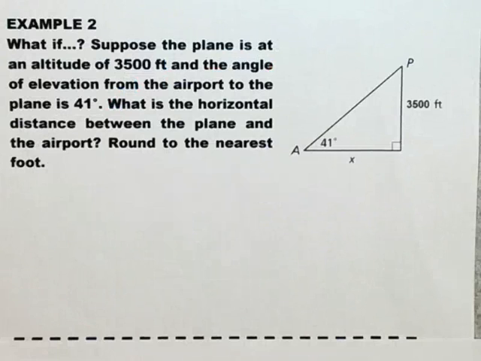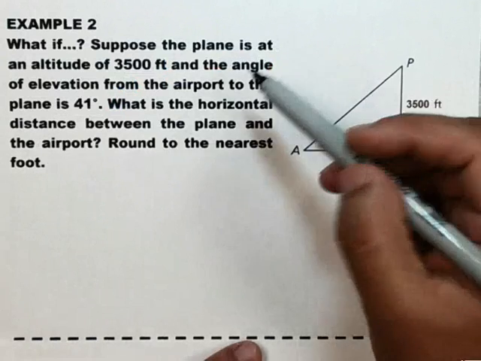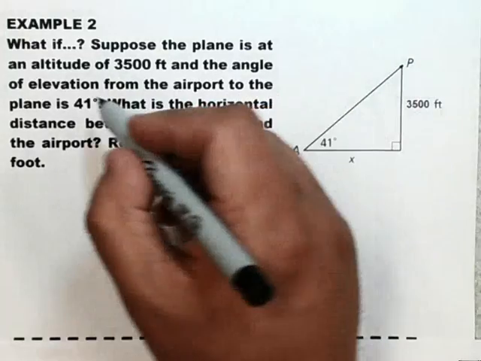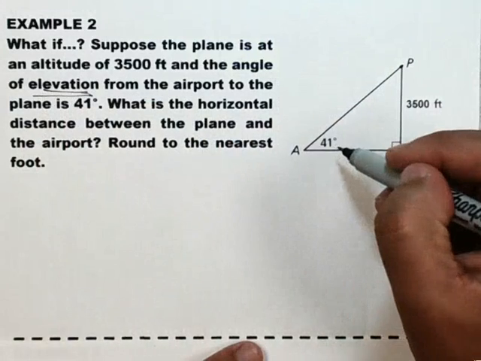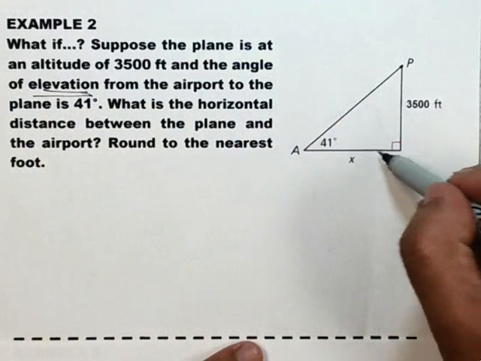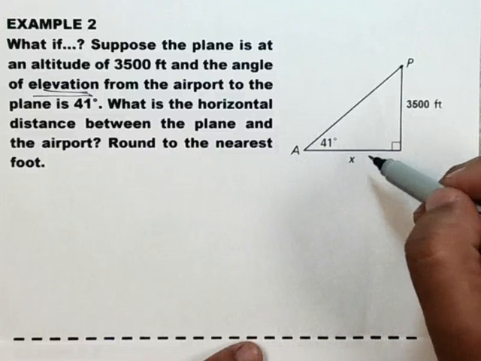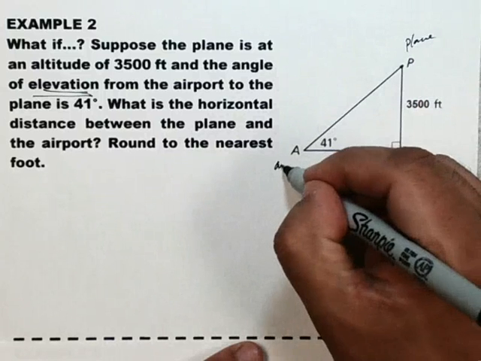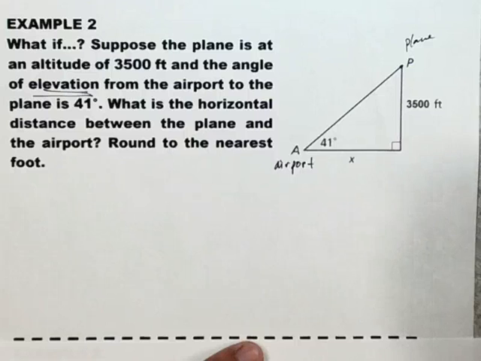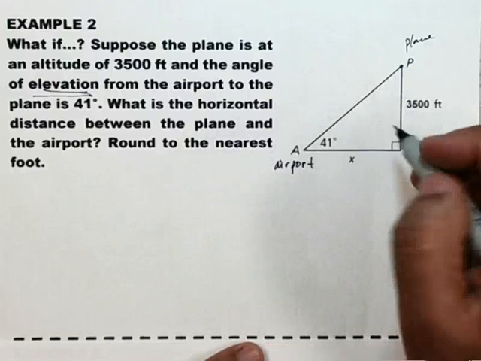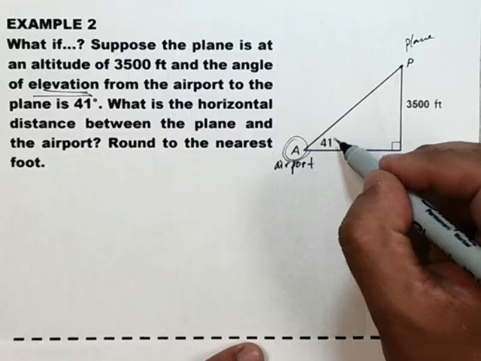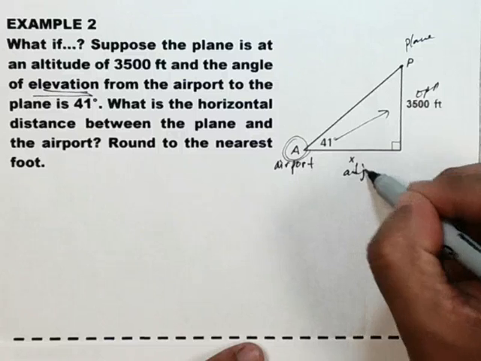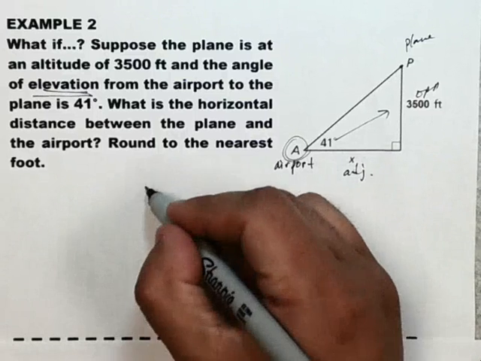Okay? Alright, next example. If I have an airplane, so this point P is my airplane, and the angle of elevation is 41 degrees. What's the horizontal distance? That's the x right here between the plane and the airport. So this would be my plane, P for plane, A for airport. All right, let's see. So again, this A is my reference angle. So from the 41 to the 35, that's the opposite. And the x is going to be adjacent.